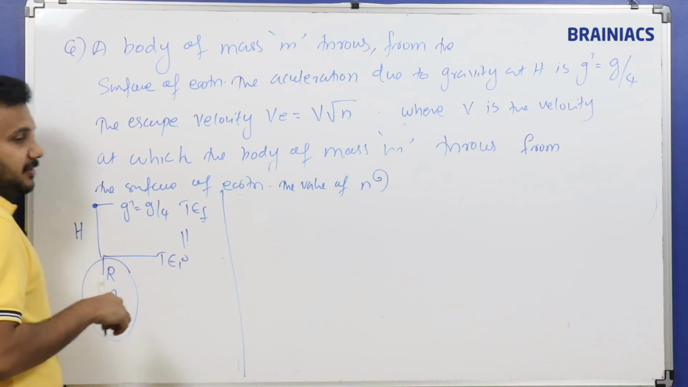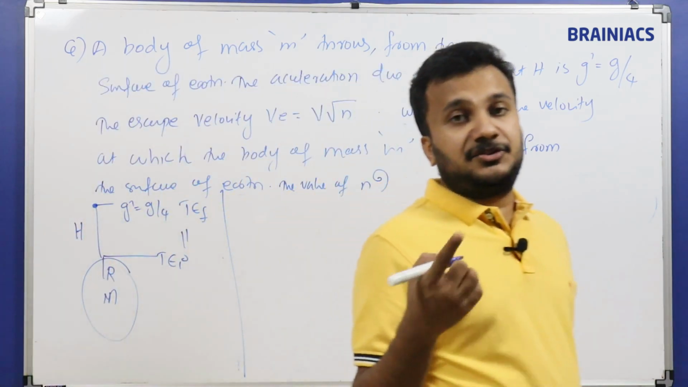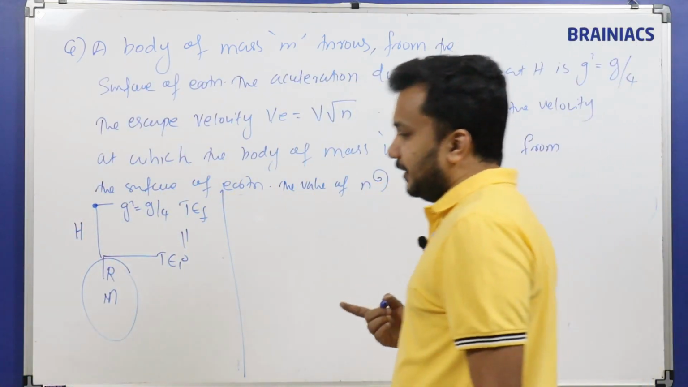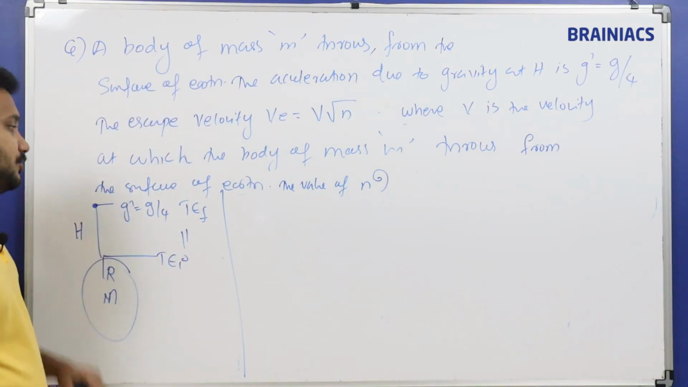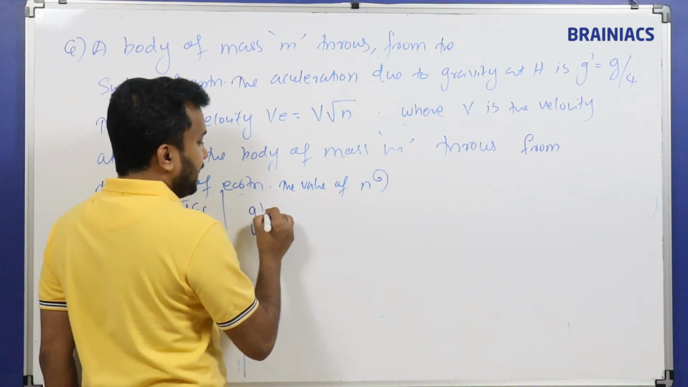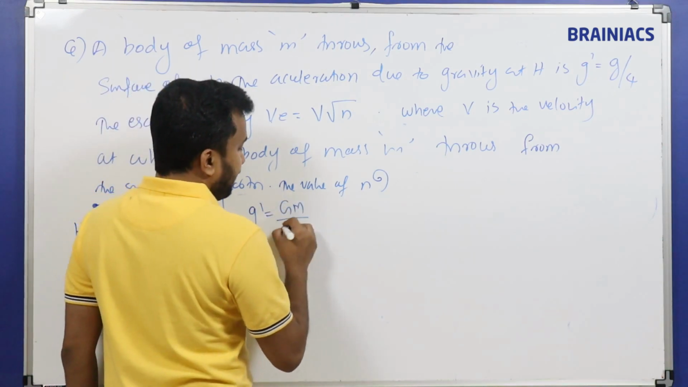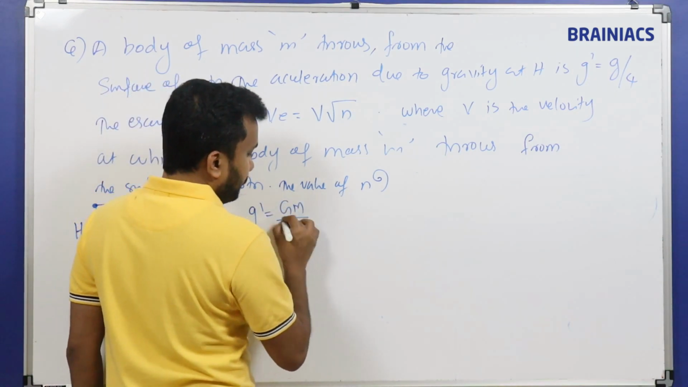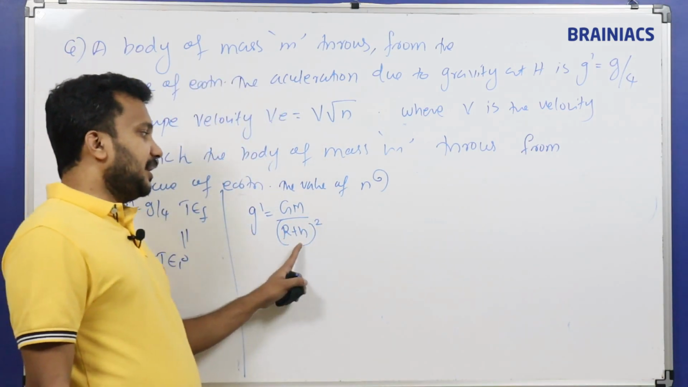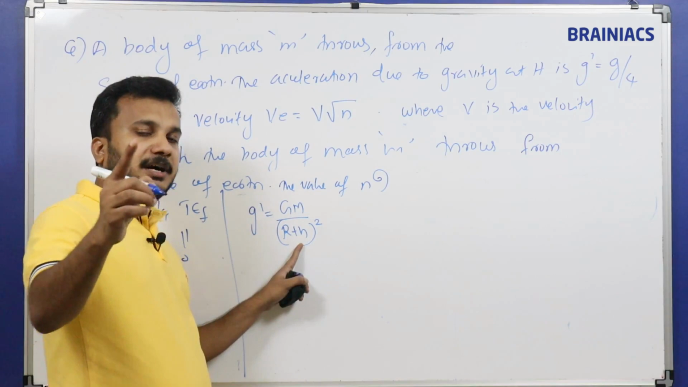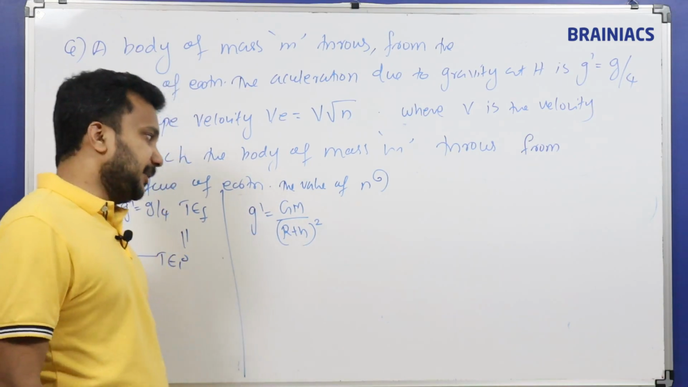H value is not given. In the previous question h value is given. H is equal to r, radius of earth, it's given, but here h value is not given. To find out h value, the g dash value is given. What is g dash? G m divided by r plus h the whole square. This we have already seen, right? Acceleration due to gravity at a height h. Please go back to the notebook in case you are not remembering.